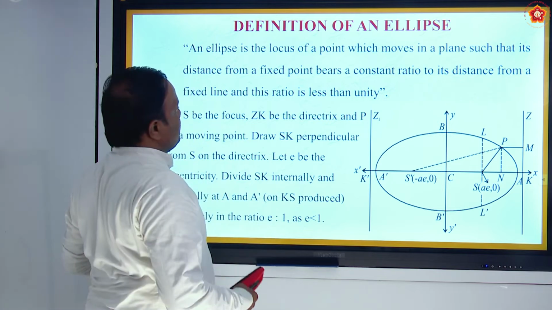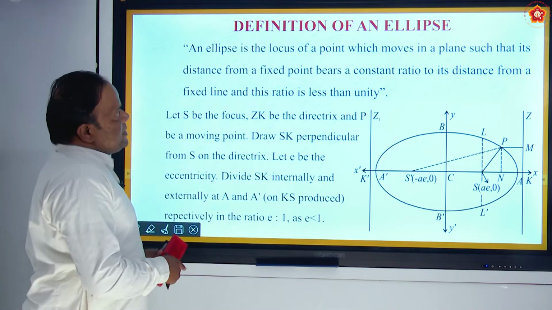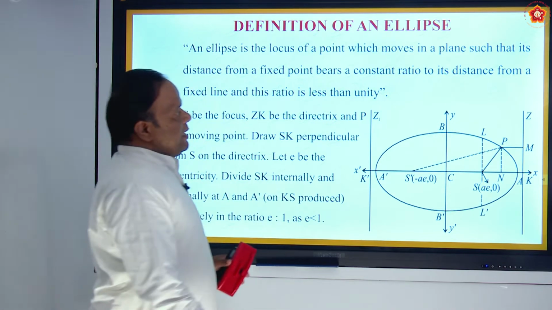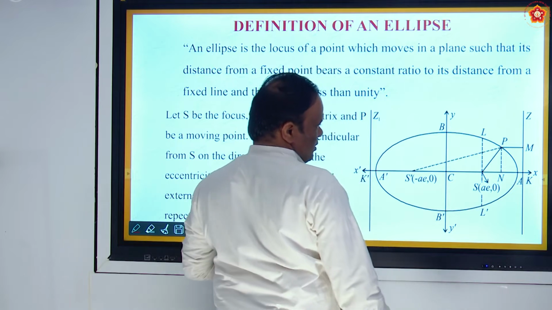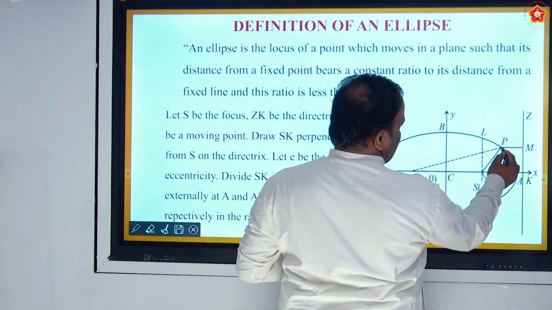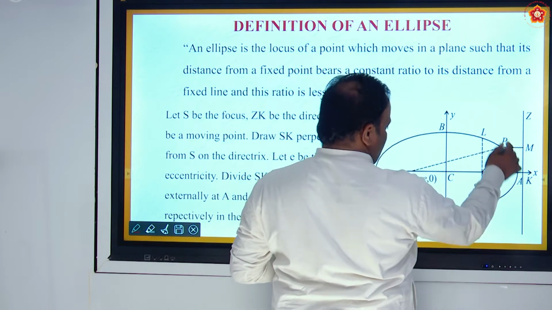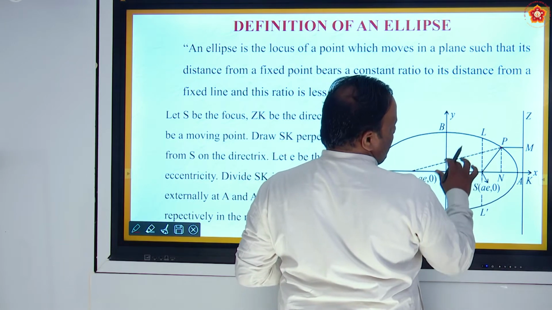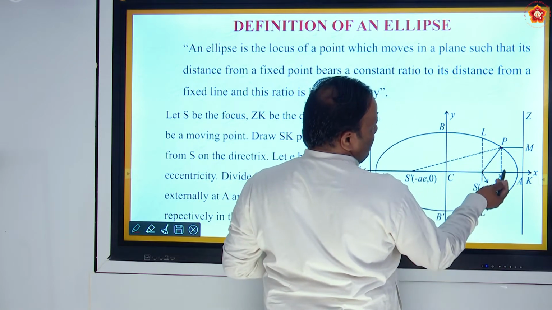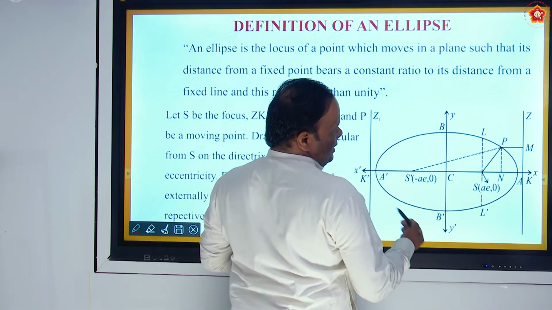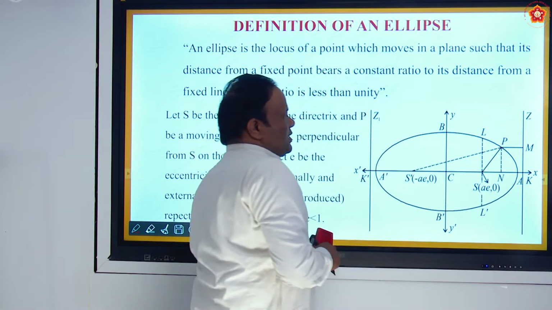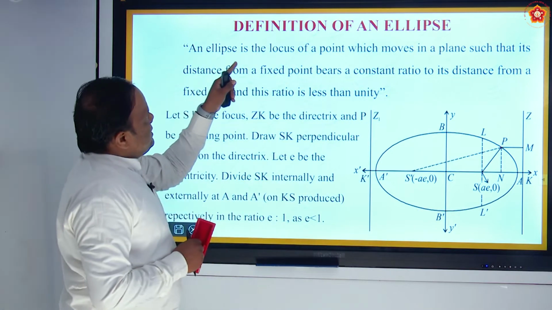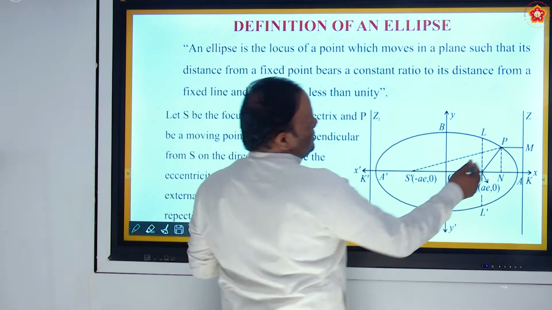Okay, observe the definition first. An ellipse is the locus of a point. Once again, an ellipse is a locus of a point. Here you have to see point P. I take the whole figure directly here, and I will explain how AE and minus AE come. So first, an ellipse is the locus of a point. Consider P as the locus of a point.